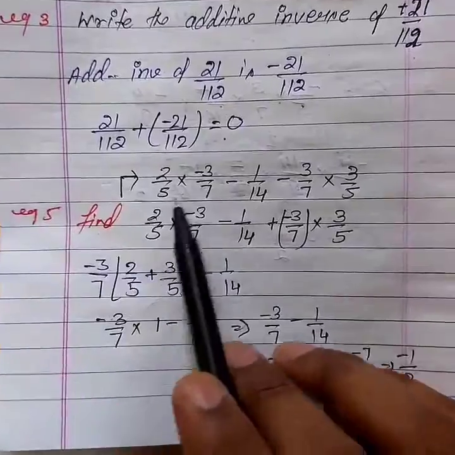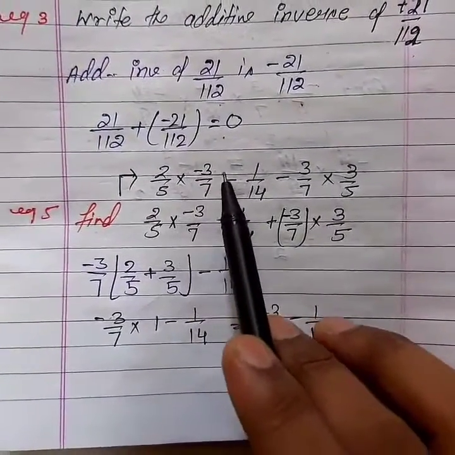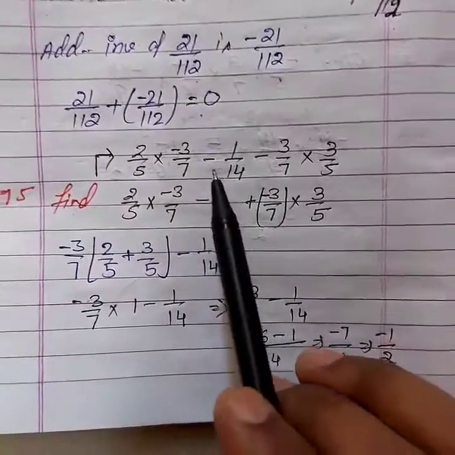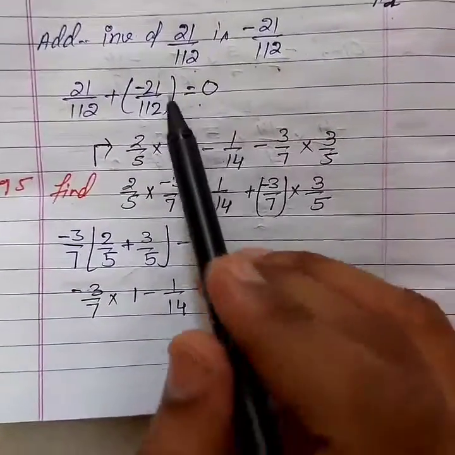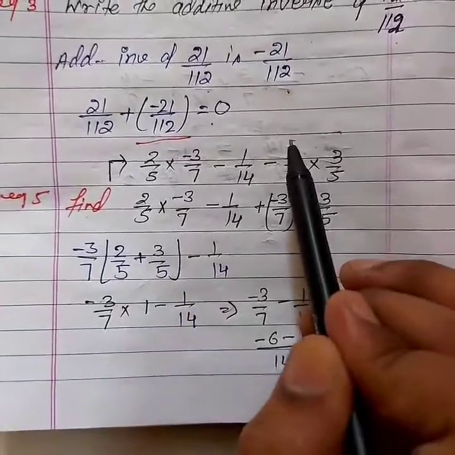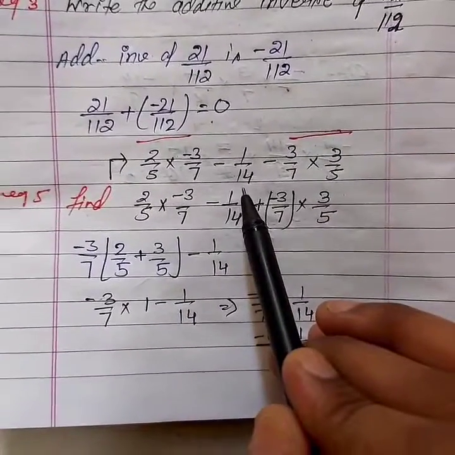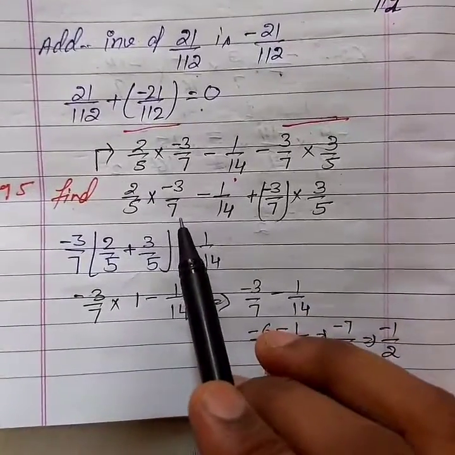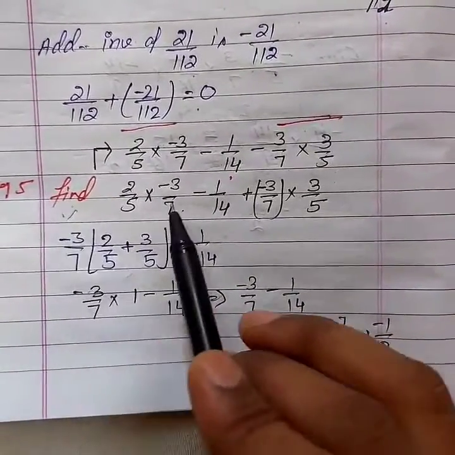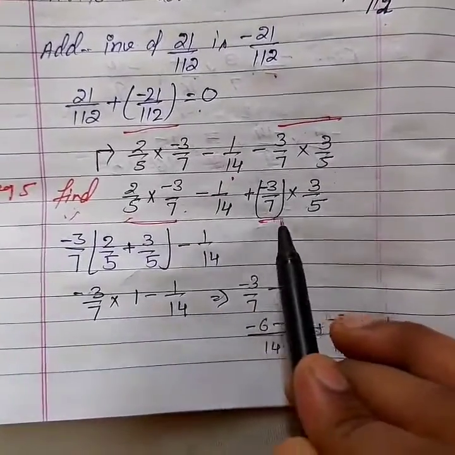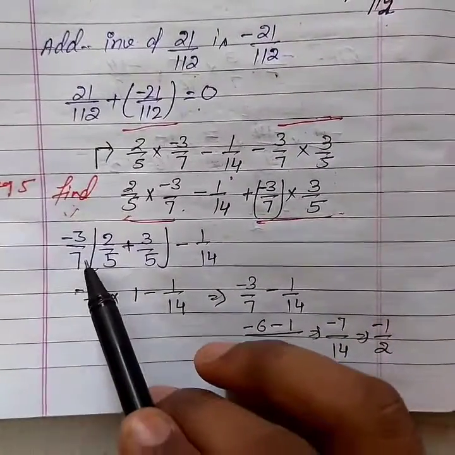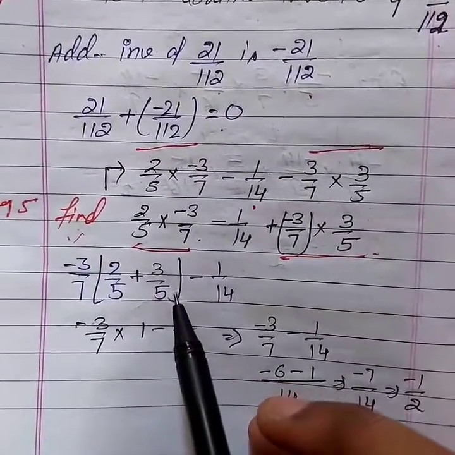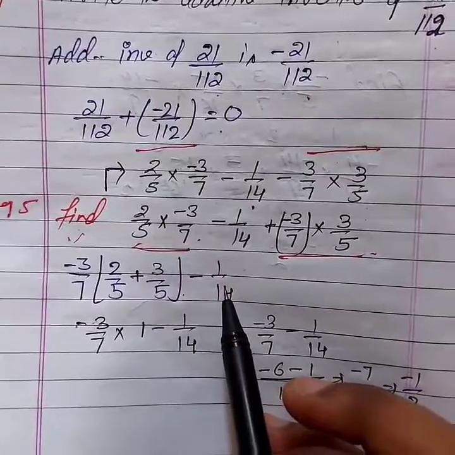Now next example 5. Find 2/5 × (−3/7) − 1/14 − 3/7 × 3/5. You can check here 3/7 is here and 3/7 also here, and −1/14 we take separately. So we take −3/7 as common from this part and this part, using the distributive property over the bracket: 2/5 + 3/5, and then −1/14 separately.